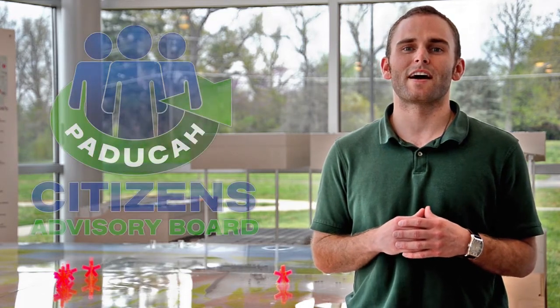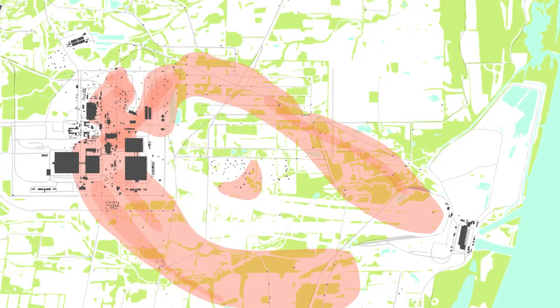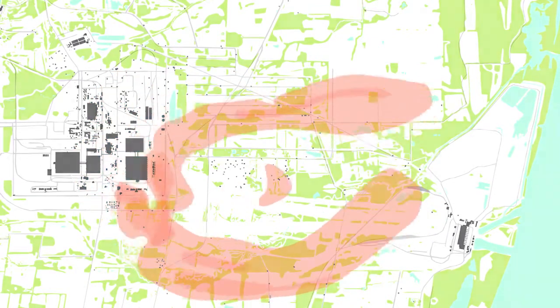The display is here thanks in part to the Paducah Citizens Advisory Board and funded through the Department of Energy. This model helps illustrate some of the cleanup challenges faced by the Department of Energy at the Paducah Gaseous Diffusion Plant. But let's take a closer look. The most prominent feature on the model is the orange horseshoe-shaped area. This feature, referred to as a plume, represents the groundwater contamination at the Paducah Gaseous Diffusion Plant.